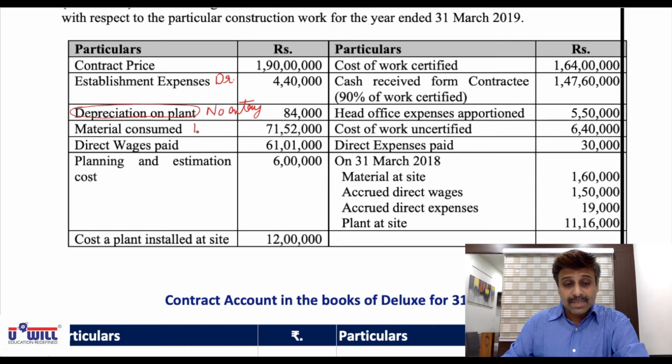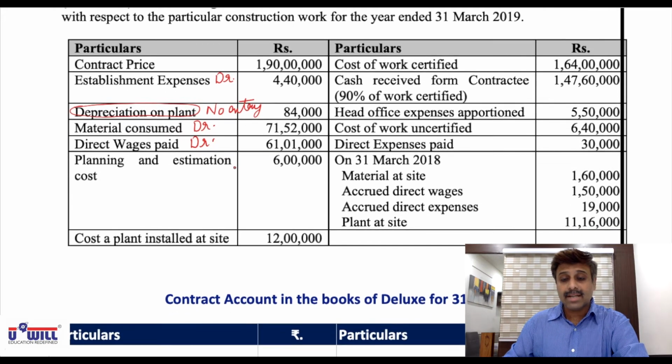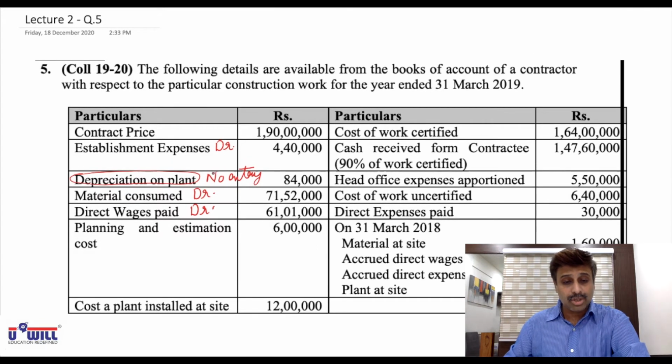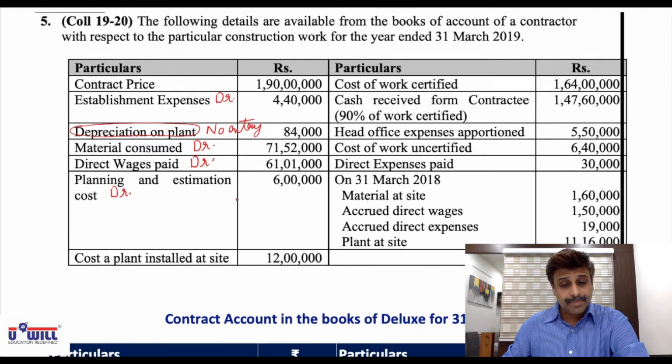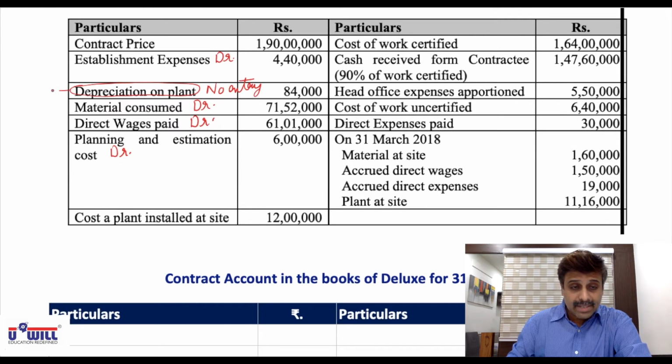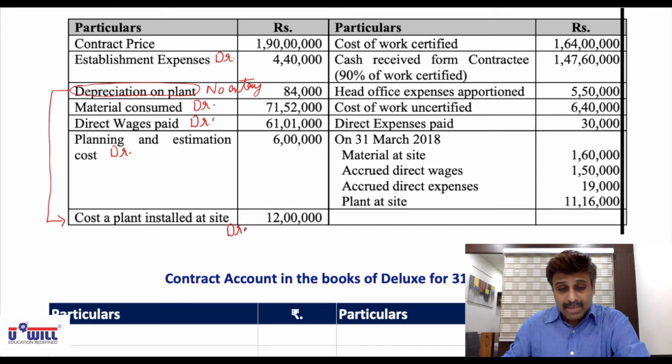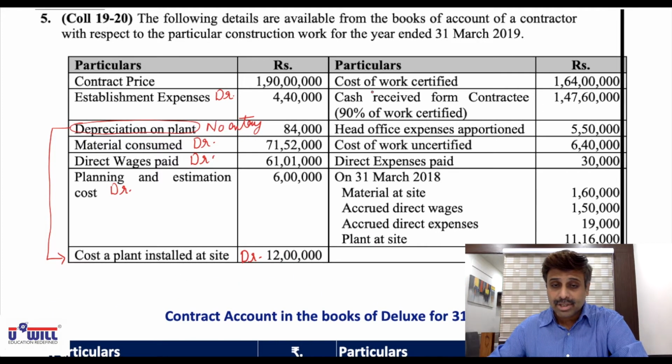Material consumed is an expense, it will come on the debit side. Direct wages paid is an expense, it will come on the debit side. All of you must be doing these markings so that it is easy when we solve the question. Planning and estimation cost is an expense, debit side. Now this is what I was saying regarding depreciation. Cost of plant installed at site will come on the debit side, and you all can see here. Okay, let's come on the right side first, then I'll discuss about this depreciation.